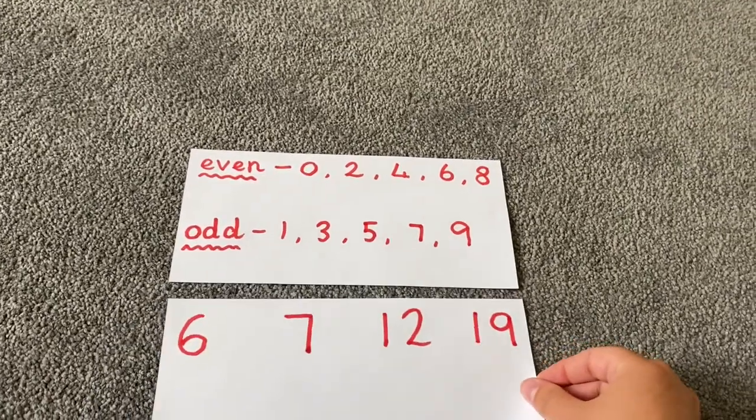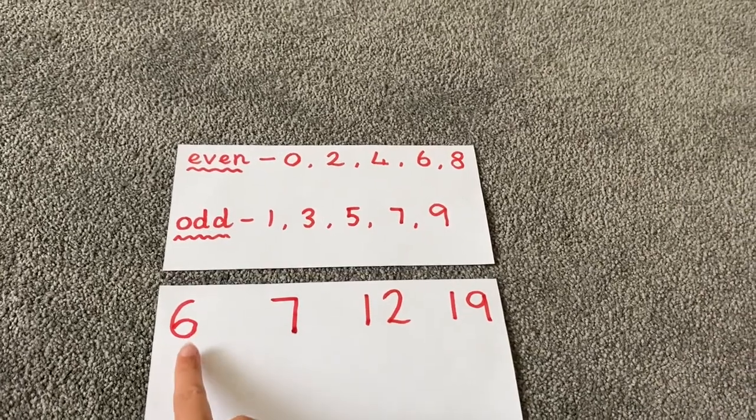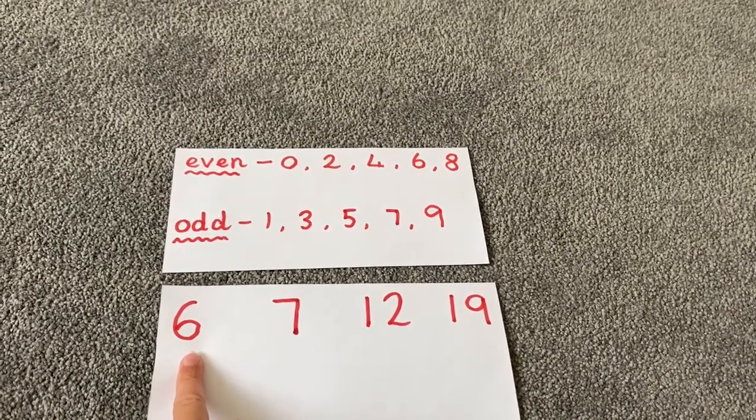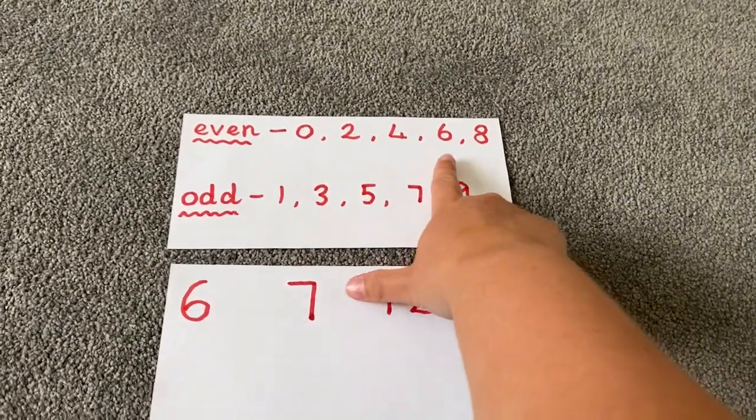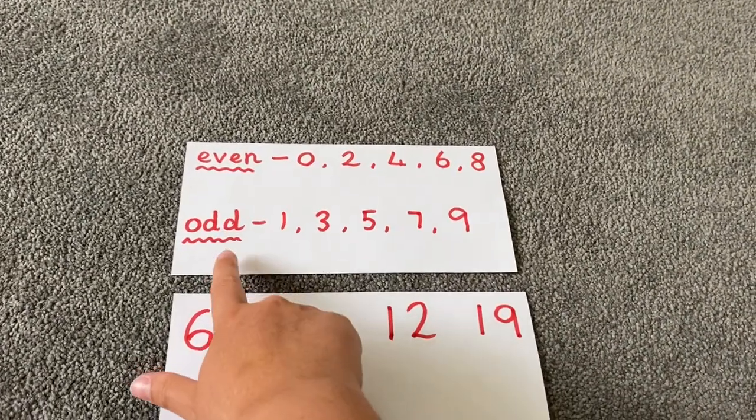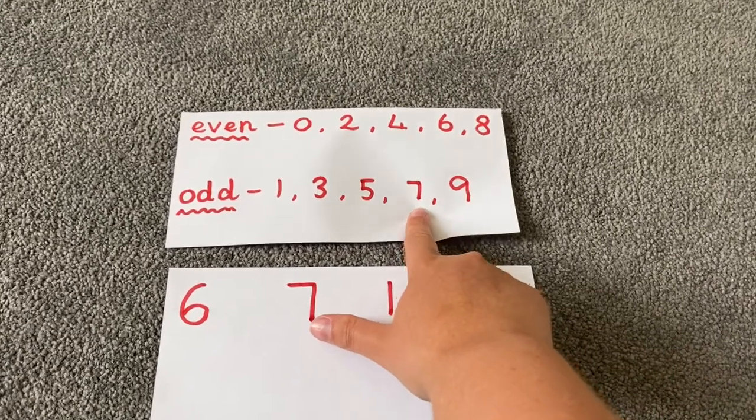So we'll have a look at these numbers together and we'll talk about whether they are odd or even and why. So 6, do you think that's odd or even? You're right, it's even. It's a 1-digit number and its only digit is on the even list. Number 7 then must be odd because it's a 1-digit number and its digit is in the odd list.